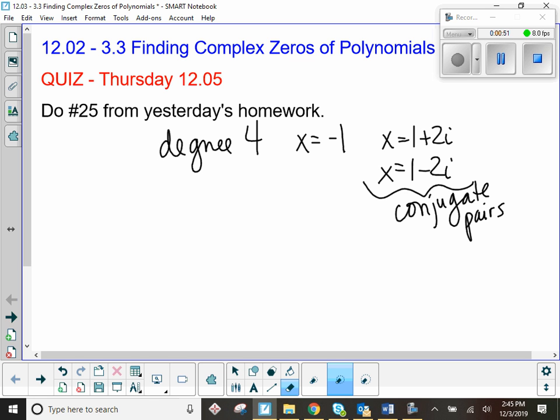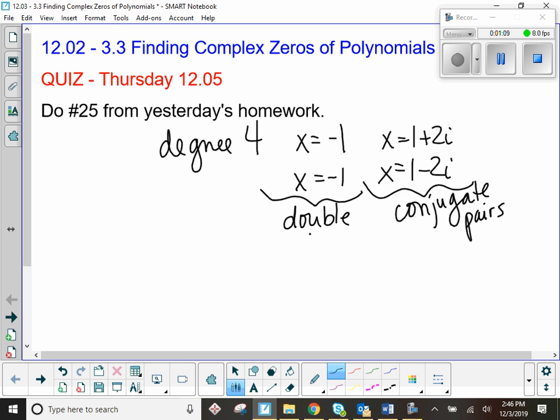If I need a fourth zero, and I know that this is x is -1, what can I use that to do? A double root. That's exactly right. So a double root means it's just exactly the same. That didn't work. So this is a double root. So you want to be able to recognize either of those situations in a problem, okay?